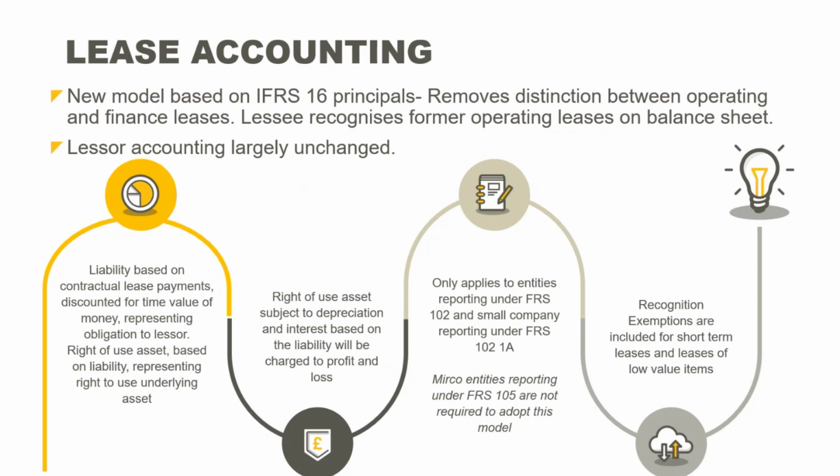Where under current FRS 102 for operating leases, you'll have an operating expense charge going through the P&L, this will now be replaced with an interest charge on your lease liability, which will be higher in the earlier years of the lease, and you'll have a depreciation charge on your right of use asset. So as I mentioned, this is a big change in which virtually all leases will now end up on balance sheet, with the exception of short-term leases and leases of low value assets.